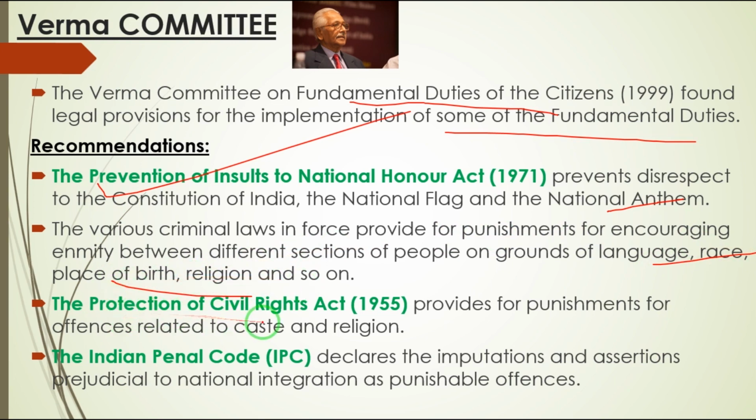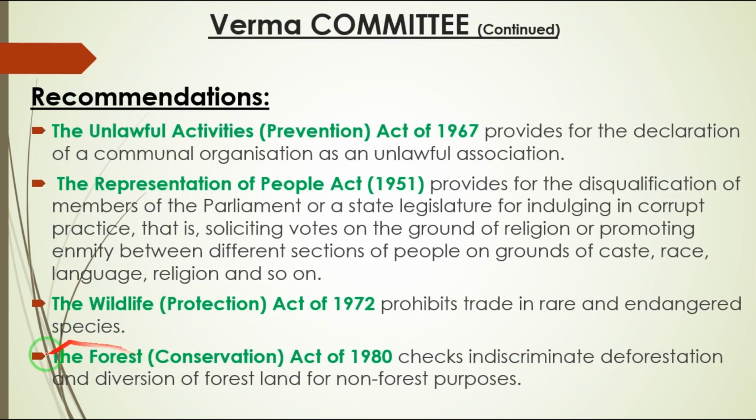Third is the Protection of Civil Rights Act 1955. It provides for punishment of offences related to caste and religion. The Indian Penal Code declares imputations and assertions prejudicial to national integration a punishable offence. Other recommendations were the Unlawful Activities Prevention Act 1967, which provided for the declaration of a communal organization as an unlawful association. Another is the Representation of the People Act 1951. It provides for the disqualification of members of parliament or a state legislature for indulging in corrupt practices, that is, soliciting votes on the ground of religion and promoting enmity between different sections.